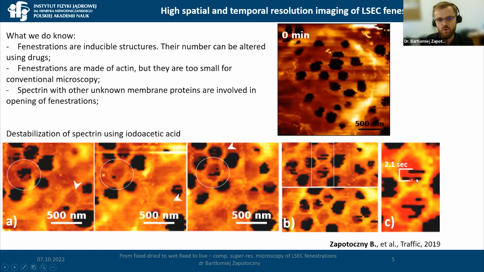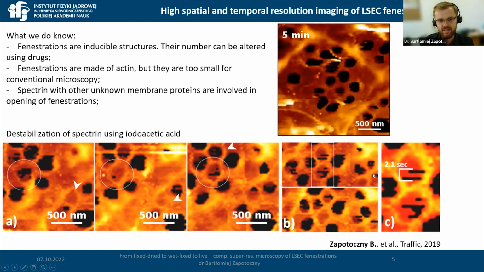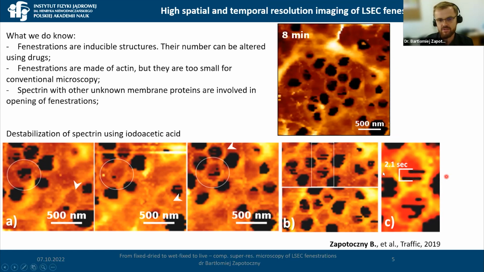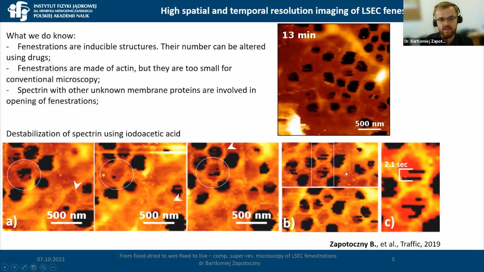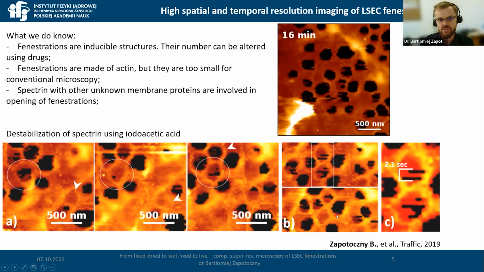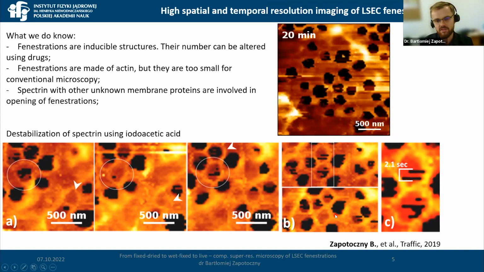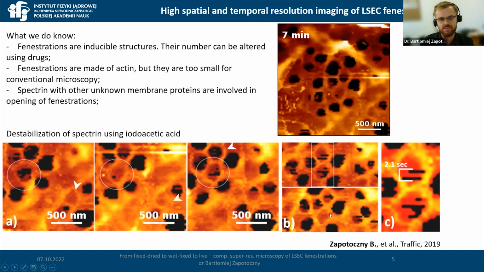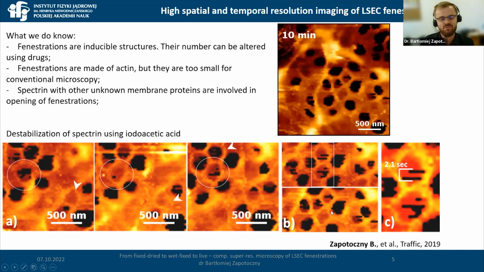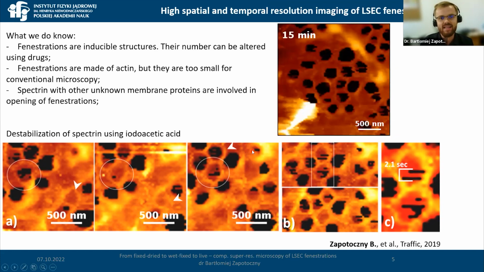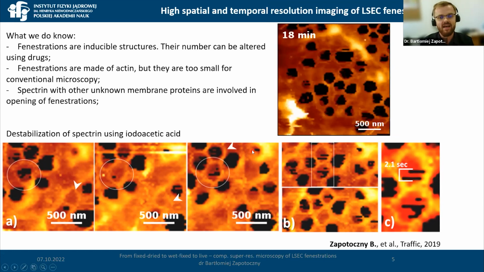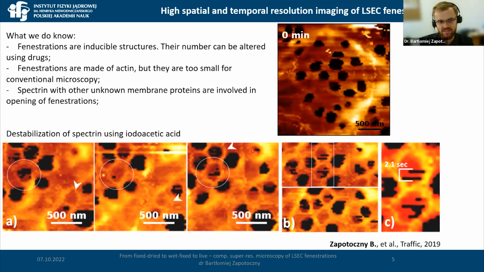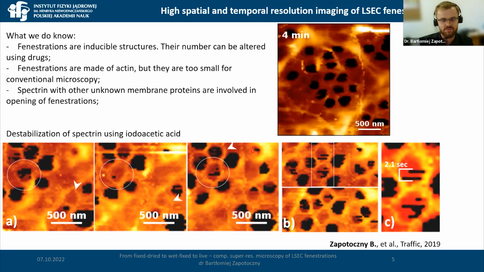So it was open in one line during scanning, it was closed in the next line of scanning, and it was reopened again. So we noticed that those fenestrations can exist in open and closed states dependent on spectrin. But the drawback of AFM is that we cannot provide any chemical information, let's say any information about the proteins that are involved in those reactions.